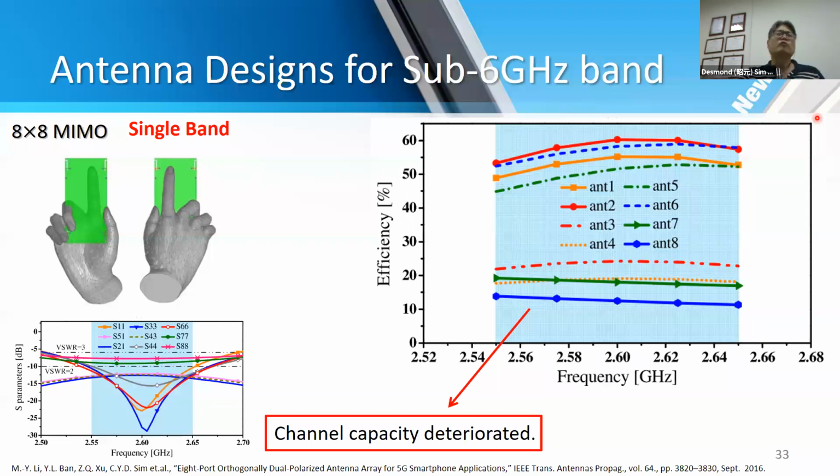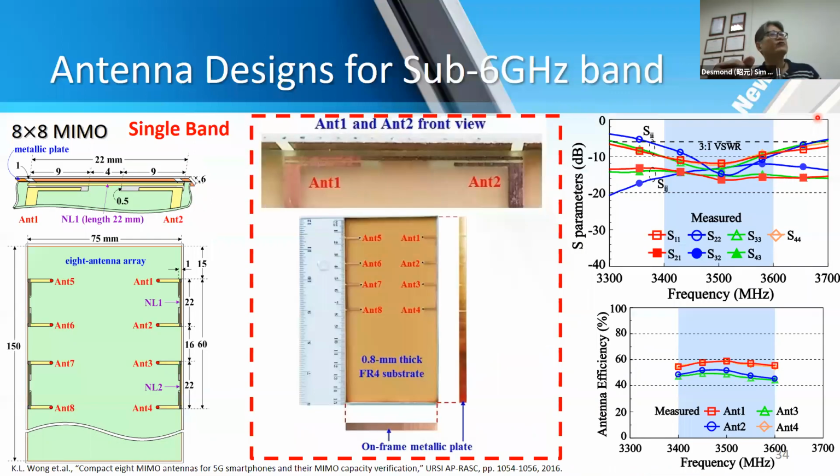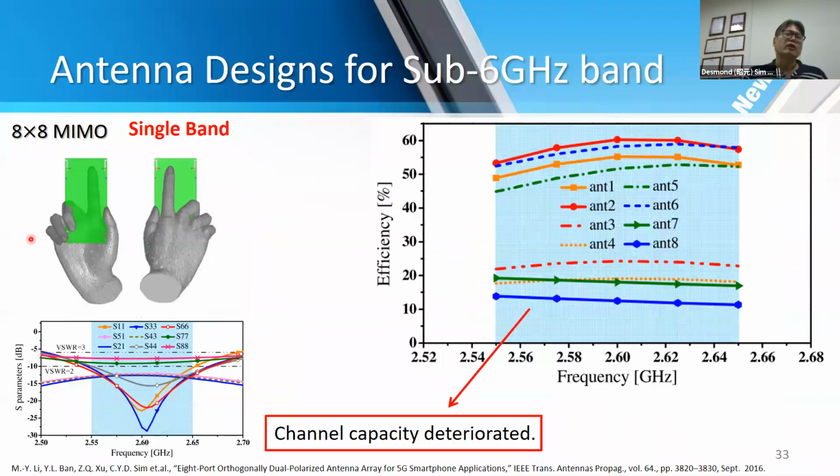So Professor King Lu Wong came up with the idea, about 4 years ago, of having antennas only built on the upper section of the phone. Because we have to hold the phone with a single hand, as you can see in here, the antennas located at the lower section will be mostly affected. The EM will be mostly affected. So if that is the case, we just have to push all the antennas all the way to the upper section.